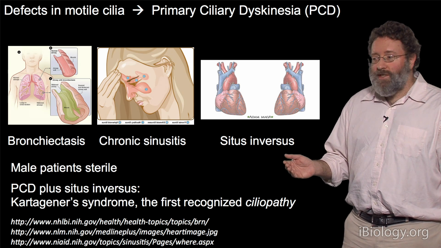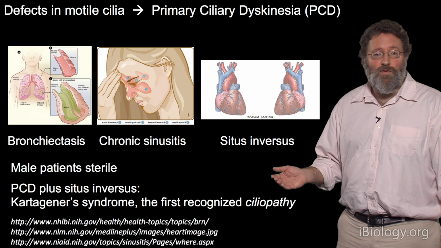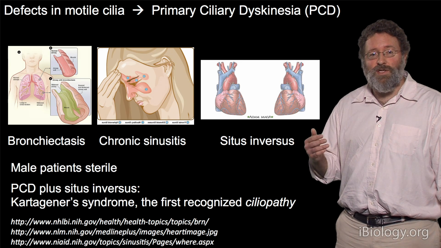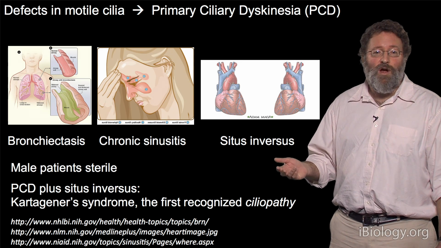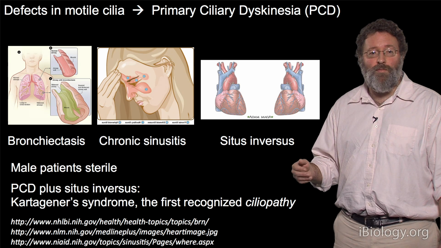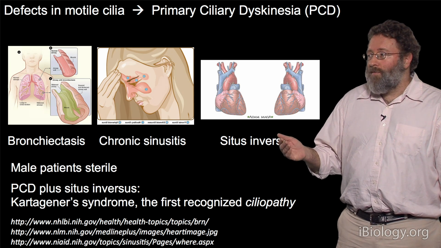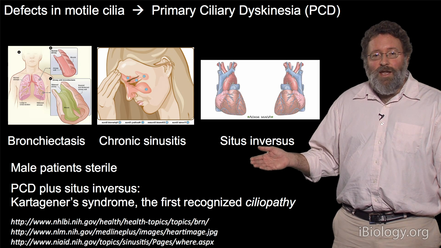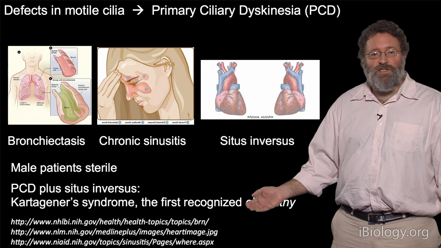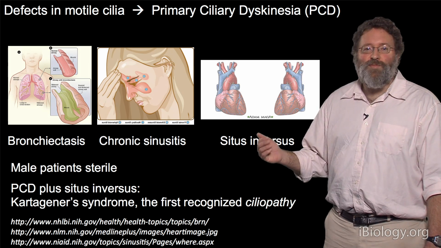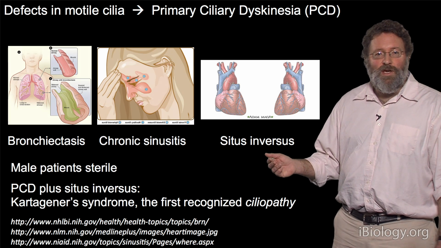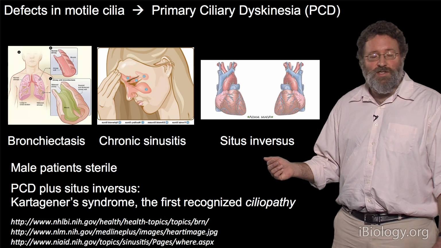In addition, male patients are sterile because their sperm can't move, which kind of makes sense because the flagella that drive your sperm motion are similar structures to the cilia that drive flow of mucus. So there's this class of diseases called primary ciliary dyskinesia, and if the patients have situs inversus, this is known as Bardet-Biedl Syndrome. This is important because it was the first recognized ciliopathy, the first disease caused by a defect in cilia.